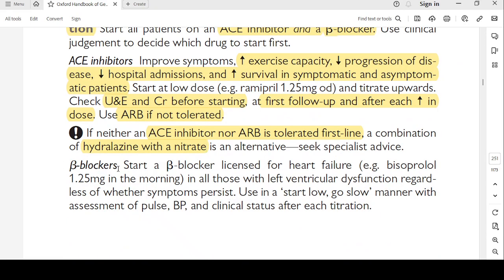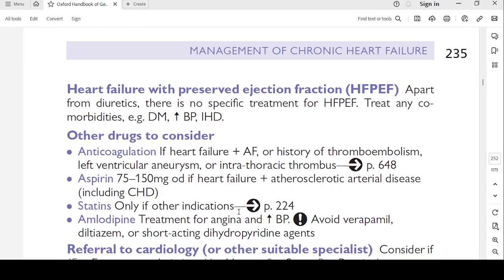Beta blockers. Start a beta blocker licensed for heart failure. So, what are the beta blockers licensed for heart failure? Bisoprolol, 1.25 milligrams in the morning in all those with left ventricular dysfunction, regardless of whether the symptoms persist. Use in a start low and go slow manner with assessment of pulse, BP and clinical status after each titration. You check the pulse, the BP and clinical status, whether he is adequately beta blocked or not, whether blood pressure is controlled or not, and clinical status.